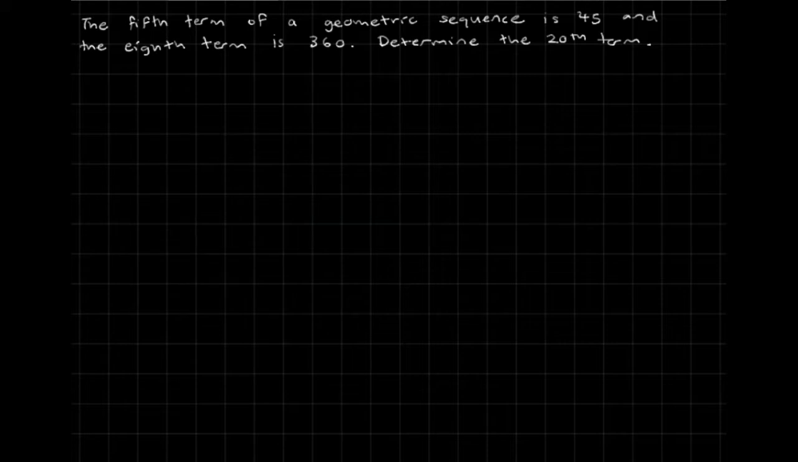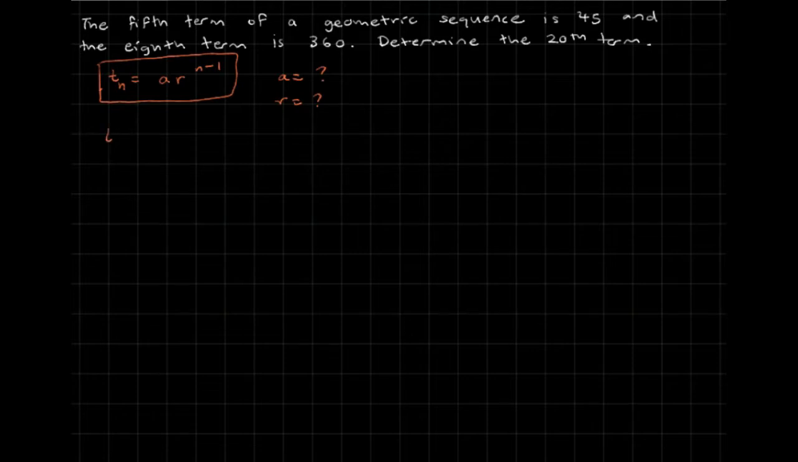Alright, the 5th term of a geometric sequence is 45, and the 8th term is 360. Determine the 20th term. Because we know that this is a geometric sequence, it follows that our general term Tn is equal to a times r to the power n minus 1. In that case, a and r are missing values that we need to determine. So a is your first term, and r is your common ratio.